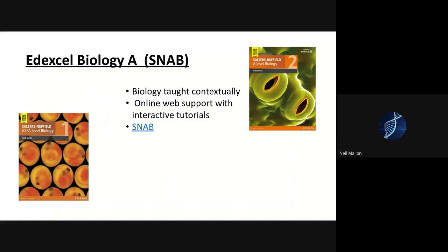The course that we run is the Edexcel Biology A, provided by Salters Nuffield A-level Biology, so we call that SNAB for short. These are the 2 books that we use. So year 12, sorry, we go through book 1, and for year 13, we go through book 2. There's also some really good online support tools provided by SNAB online, which we also use as part of the course.